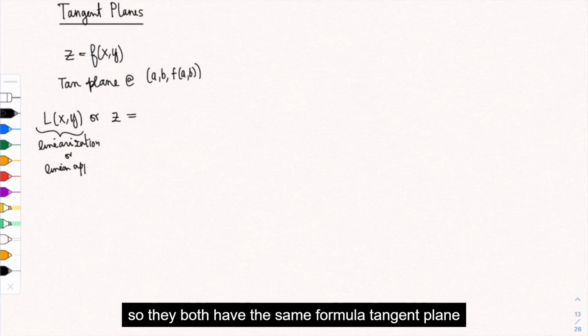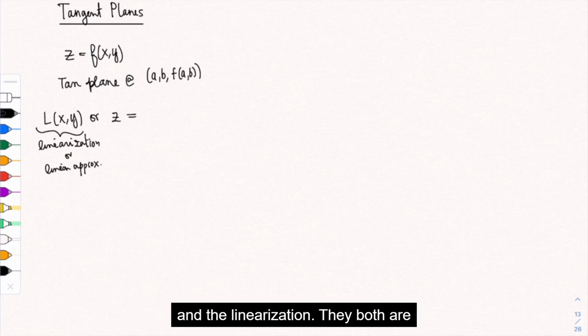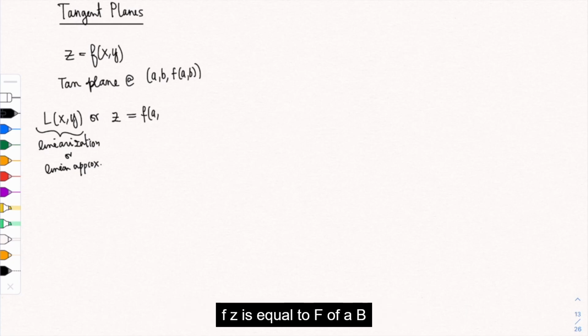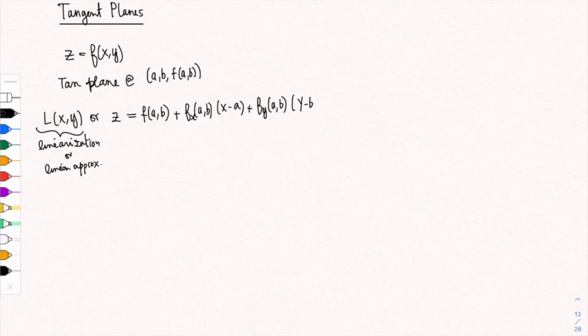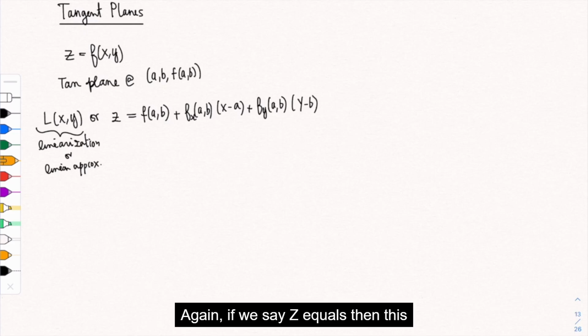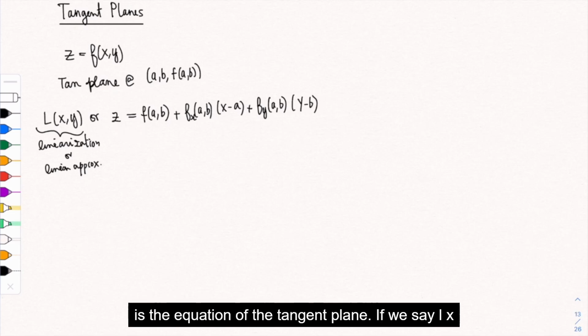When you write it as the equation of the tangent plane, you use z. When you write it as the linearization, it's the linear approximation. They both have the same formula: z is equal to f(a,b) plus f sub x at (a,b) times x minus a plus f sub y at (a,b) times y minus b. Again, if we say z equals, then this is the equation of the tangent plane. If we say L(x,y) equals, then this is the linearization.